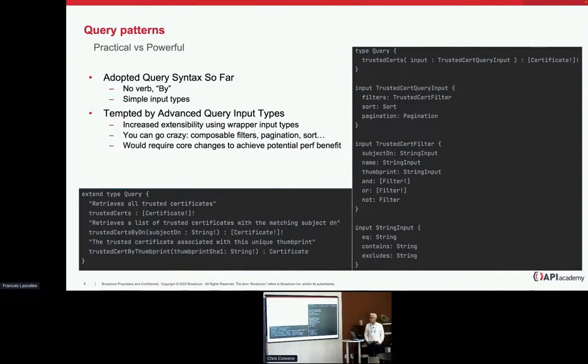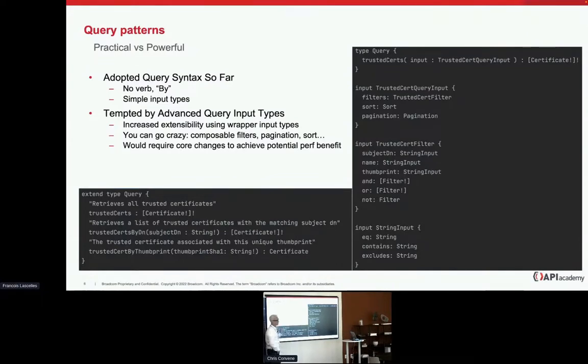The query syntax that we adopted so far is on the left here. We have no verbs in the queries: trusted certs by DN, trusted certs by thumbprint. There's no verb. We use the word "by" in this case. We have a simple input type. So in the case of trusted cert by DN, the input type is just a string.